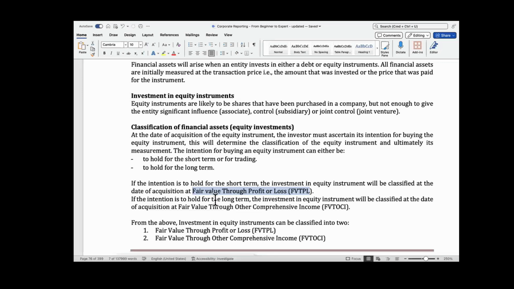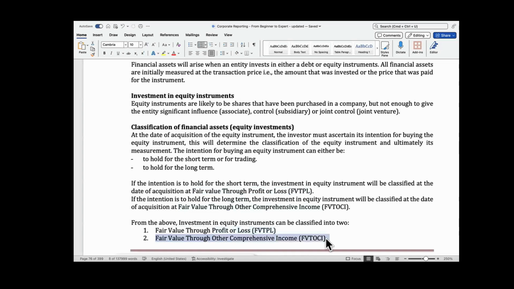But if the intention of buying this is for the long term, then you would have to classify it at fair value through other comprehensive income. So from the above, you will see that investment in equity instruments can be classified into either fair value through profit or loss or fair value through OCI.